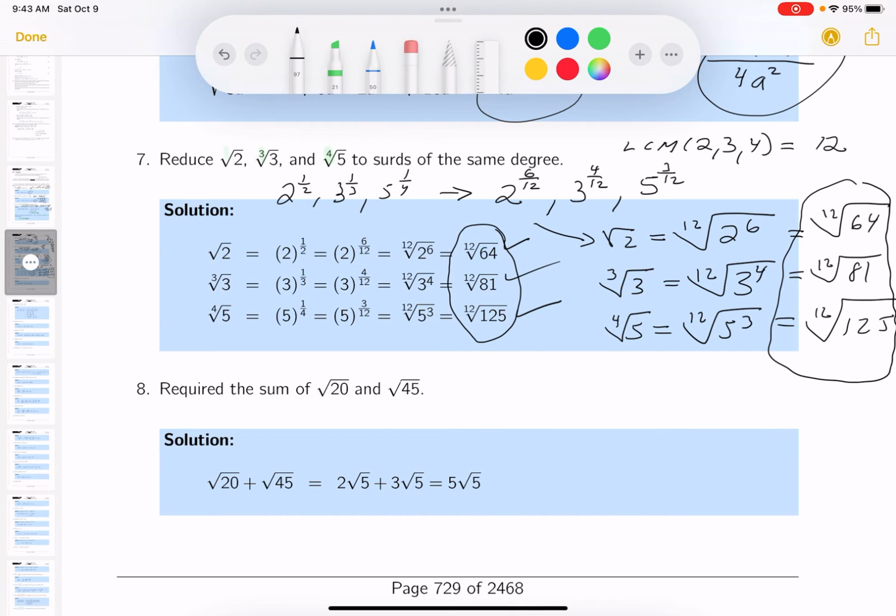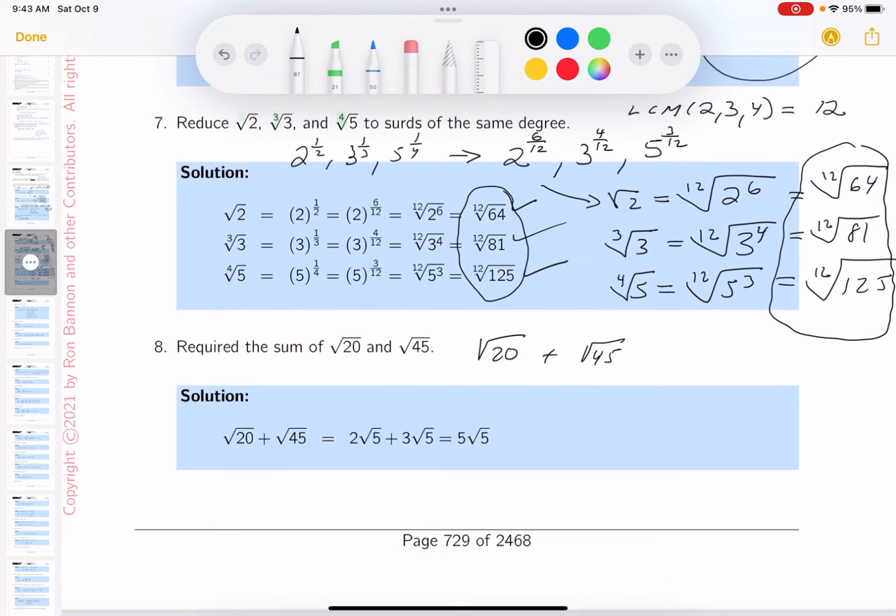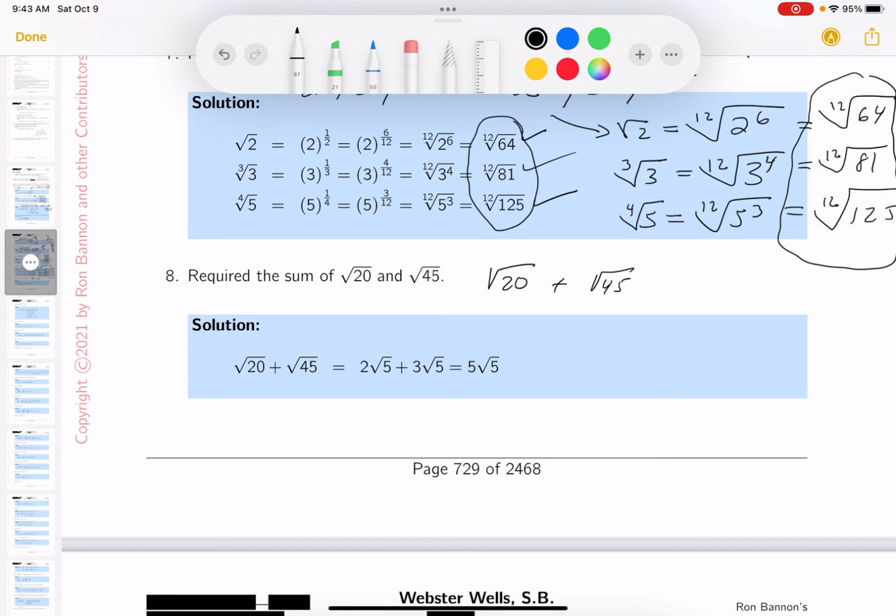I want to point out what that means. It means the square root of 20 plus the square root of 45. I need to simplify these radicals. When I say radicals, they're square roots. And the square root of 20, I want to point out, is really 4 times 5. And the square root of 45, I'm looking for a perfect square, is 9 times 5.